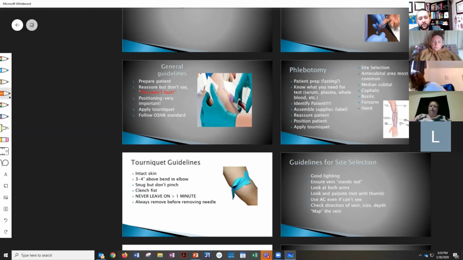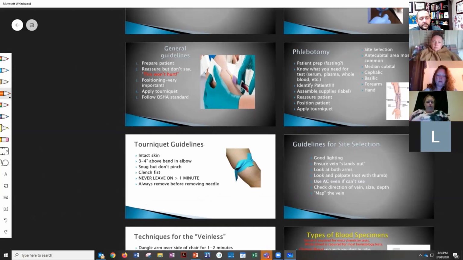Make sure you get your site. We're going to talk about the anatomy underneath where you're drawing, what these landmarks are, these veins, how to find it, and how to choose your site. Some of the tricks of the trade to make these veins appear more prominent or to access them a little bit better, because not everybody's an easy stick.